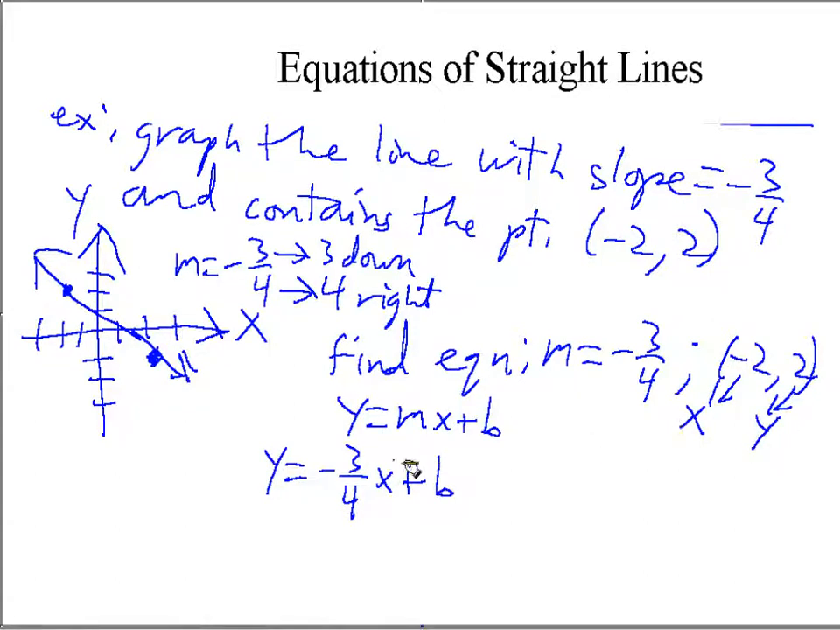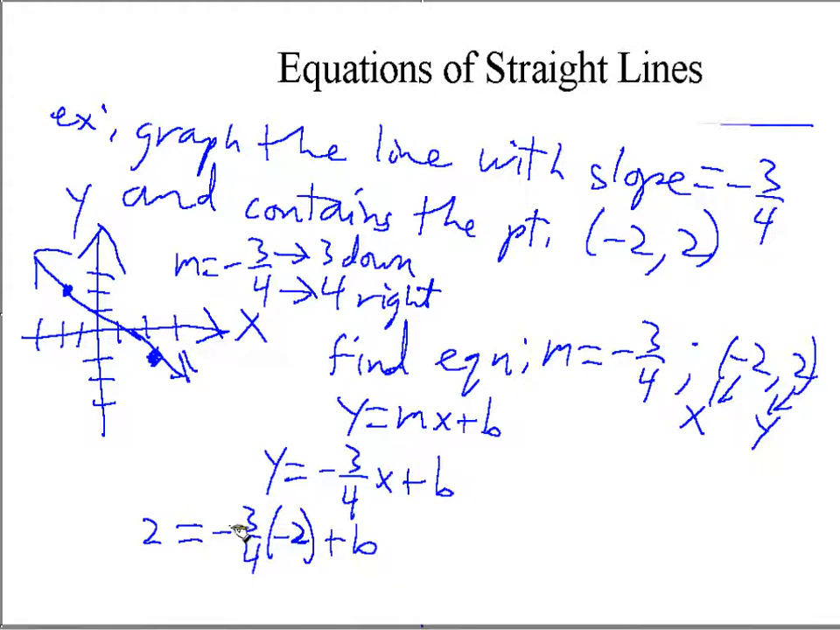So let's do that. I'm going to plug in negative 2 for x, positive 2 for y, and solve for b. In mx plus b, I know m already. I need to find b to get the equation. So let's plug those numbers in. Y is positive 2, equal to negative 3/4 times x, and x is negative 2, plus b.